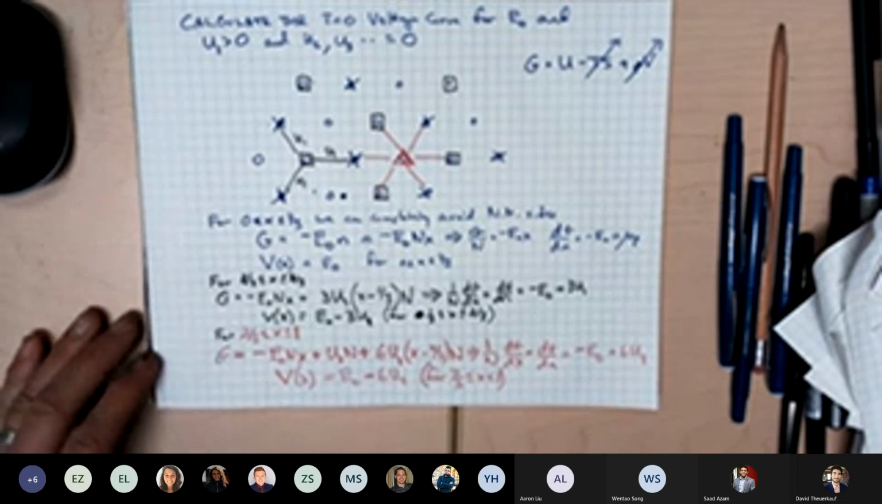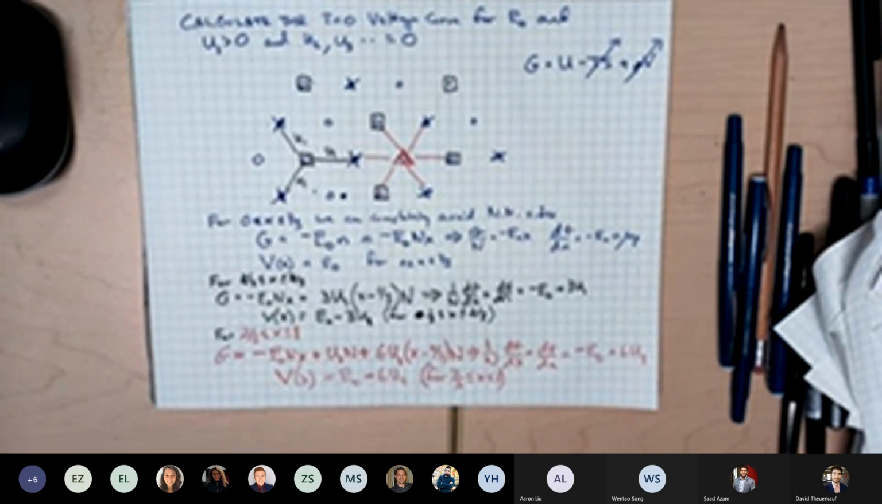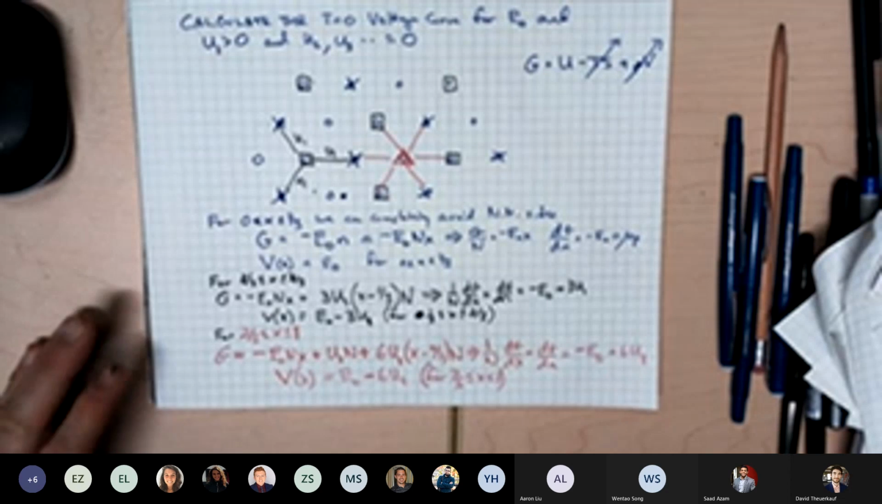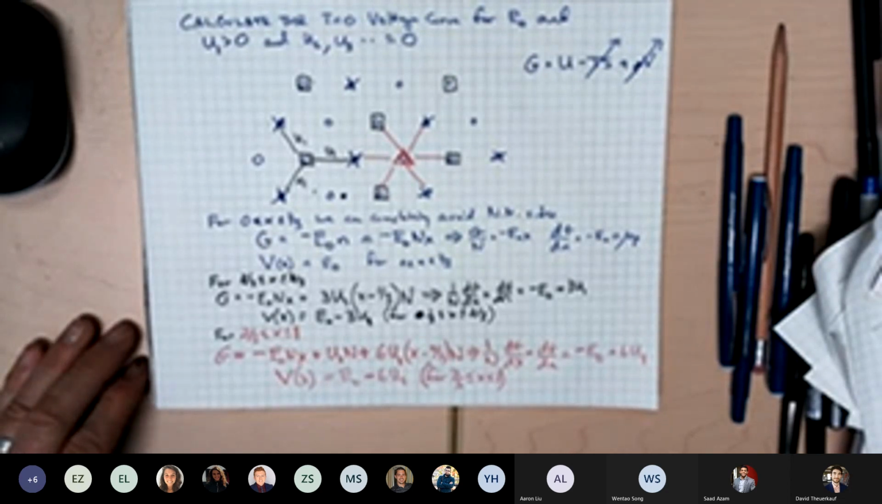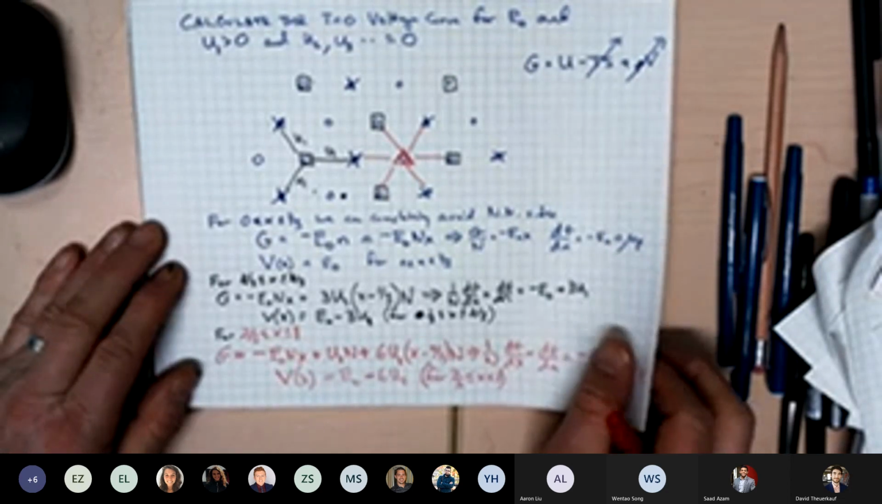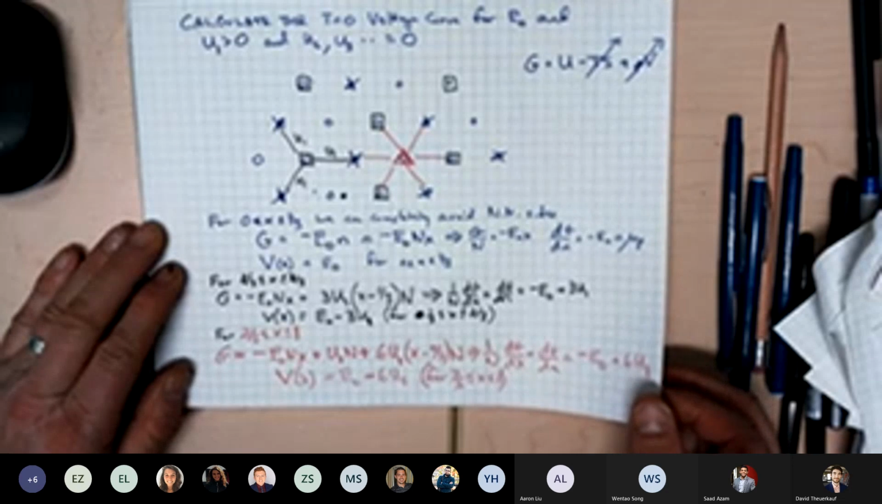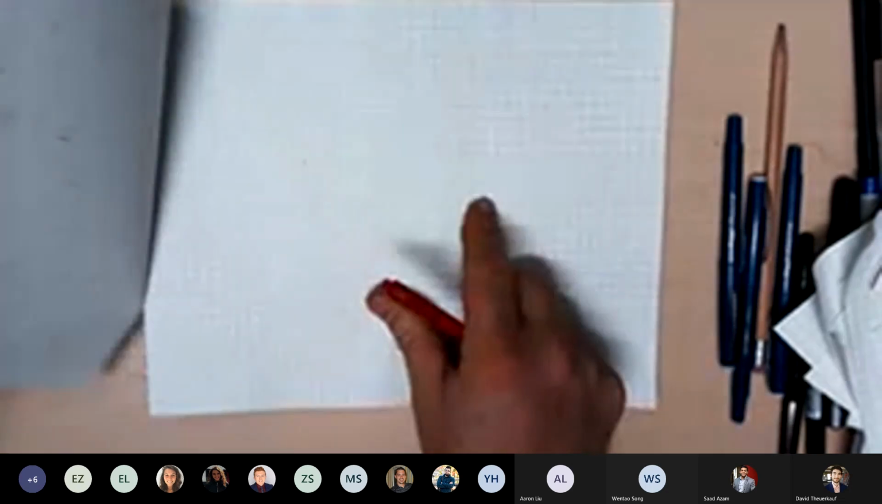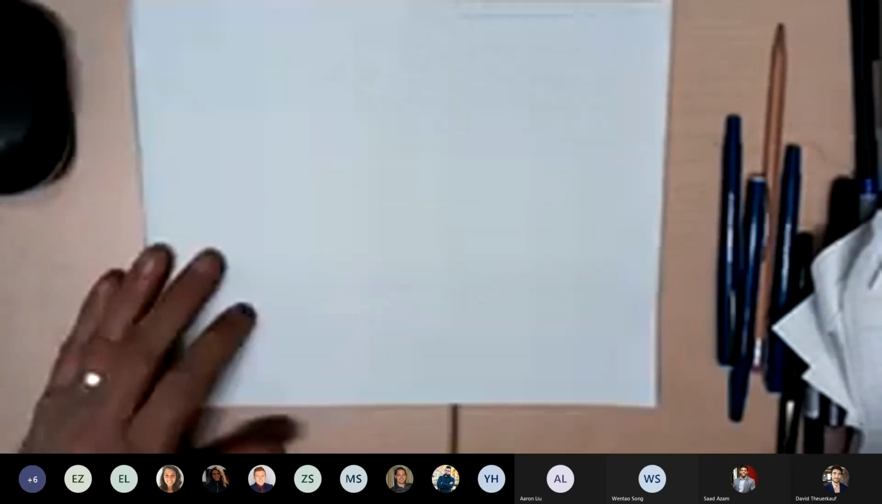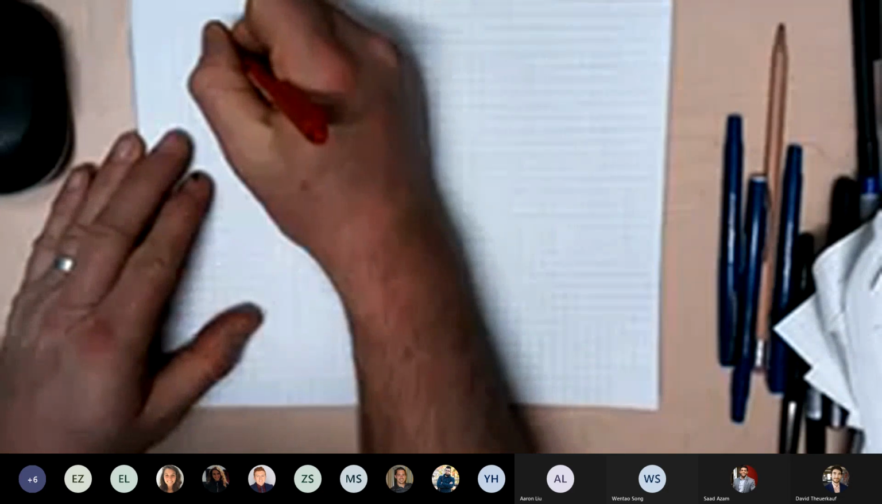So I want to sketch this voltage curve. And I obviously can't do it on this piece of paper. So I'll go to a new piece of paper. So what does the voltage composition curve look like?